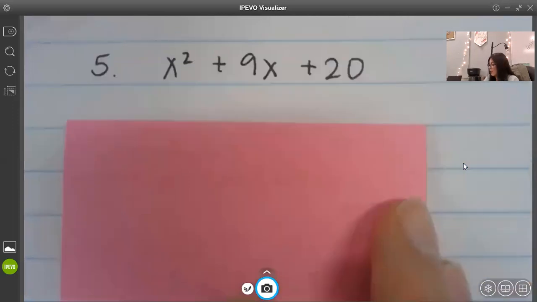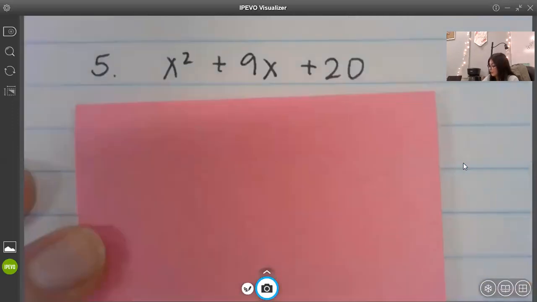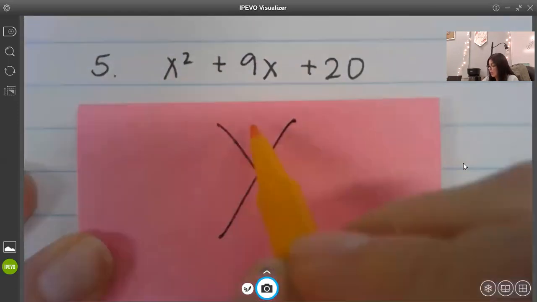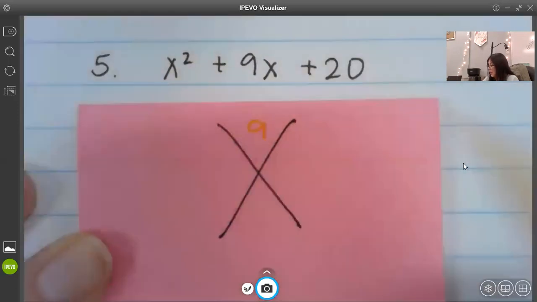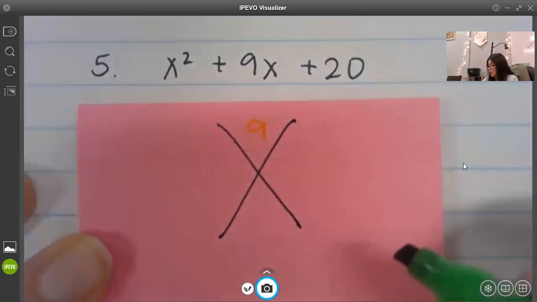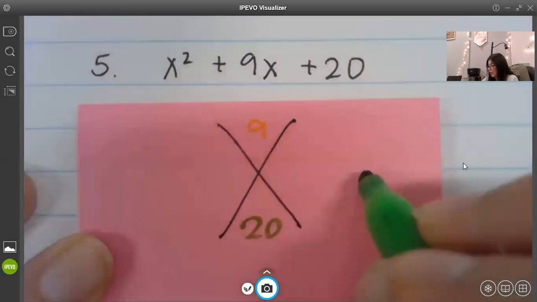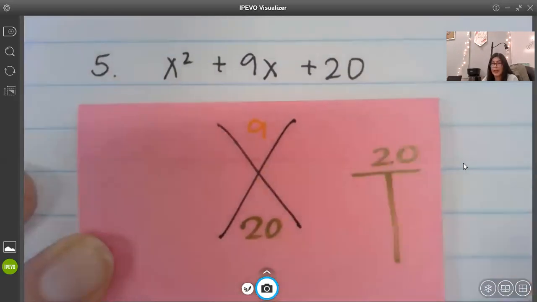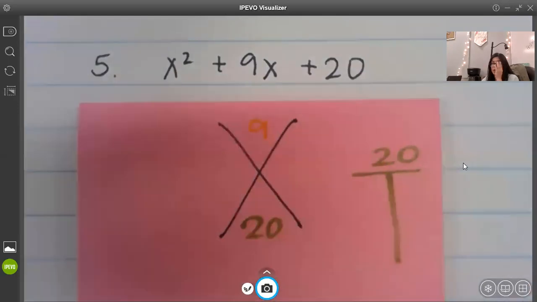Try number 5. Draw a big X. What goes at the top of the big X? The one with an X, which is 9. And then what goes at the bottom, the one without X? Should be 20. Now you're going to make a list of your factors for C, 20. You're going to add them and see which one is 9. So pause the video, make your factors. Now for number 5, tell me which ones are your factors. What goes here and here?